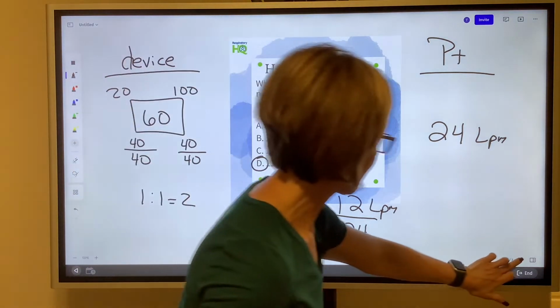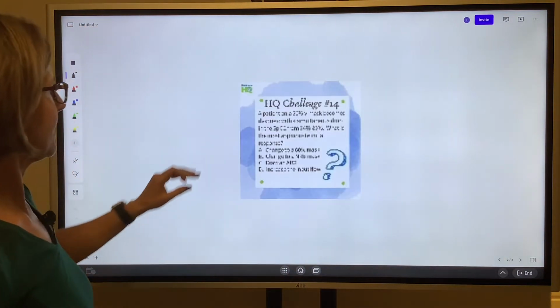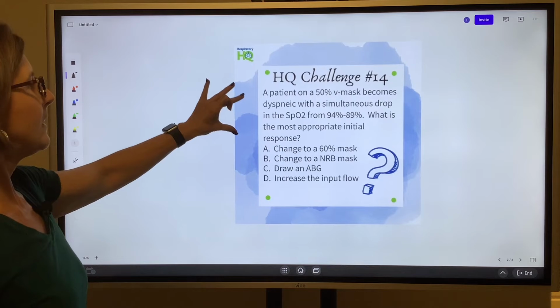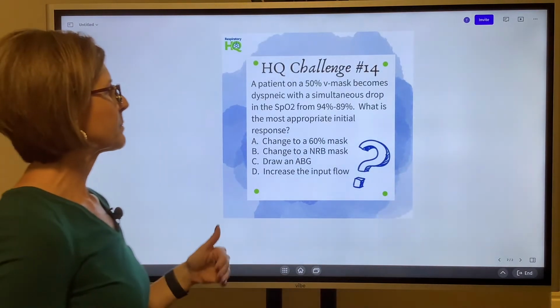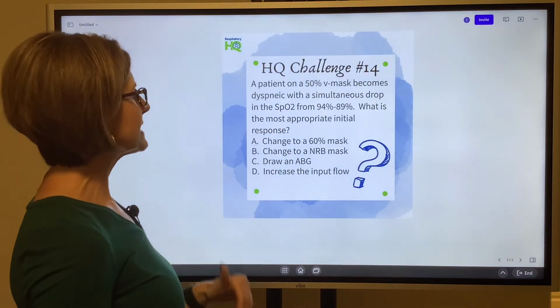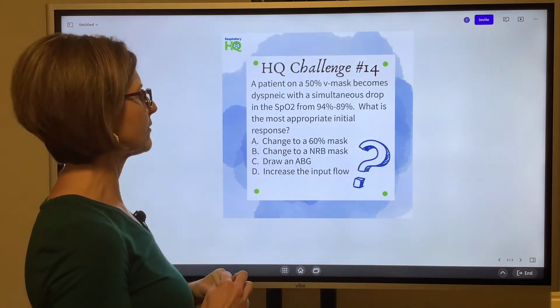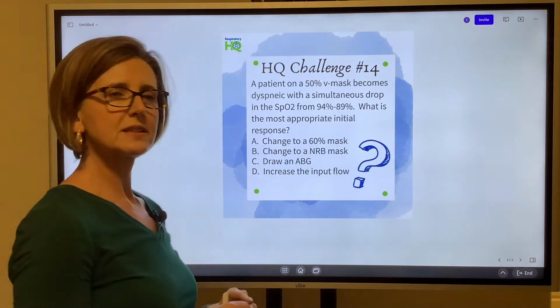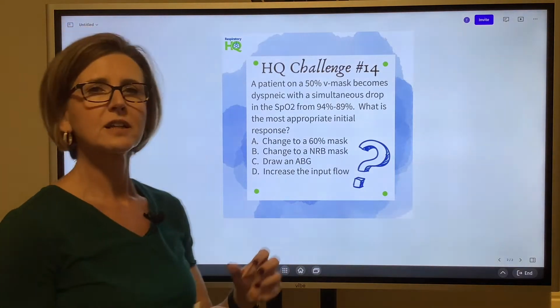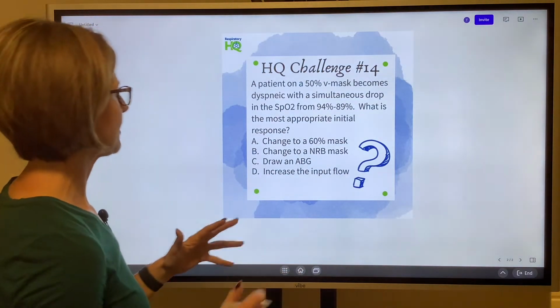All right, so let's transition this into another question. A patient on a 50% veni-mask becomes dyspneic with a simultaneous drop in their saturations from 94 to 89. What is the most appropriate initial response? So let me show you kind of what's going on.